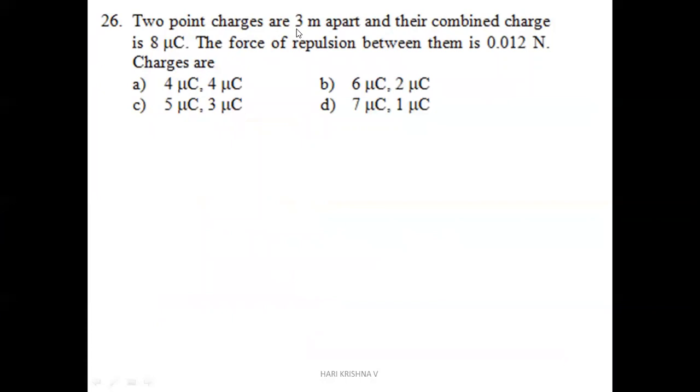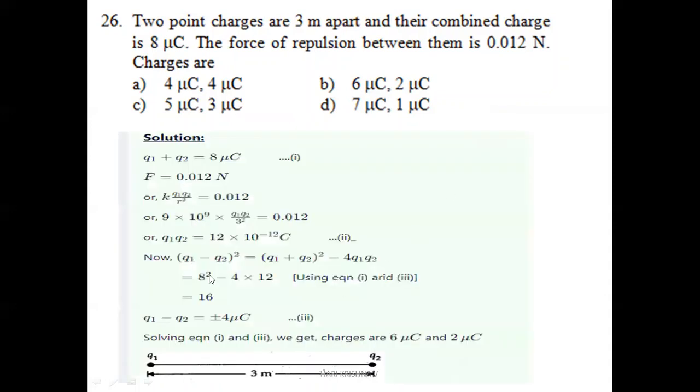Next, question number 26. 2 point charges 3 meters apart have combined charge 8 microcoulomb. The force of repulsion between them is 0.012 Newton. So as per the question, Q1 plus Q2, the sum, is given as 8 micro, and force is 0.012 Newton. So F is equal to K Q1 Q2 by r squared, Coulomb's law.